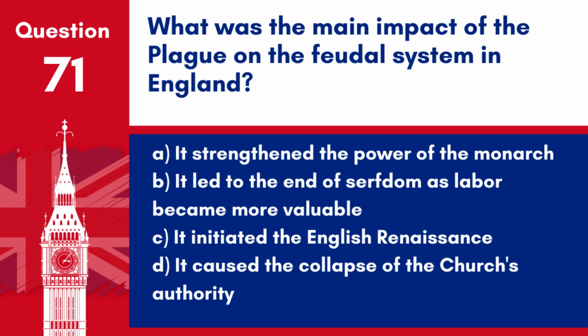Question 71. What was the main impact of the plague on the feudal system in England? A. It strengthened the power of the monarch. B. It led to the end of serfdom as labour became more valuable. C. It initiated the English Renaissance. D. It caused the collapse of the Church's authority.